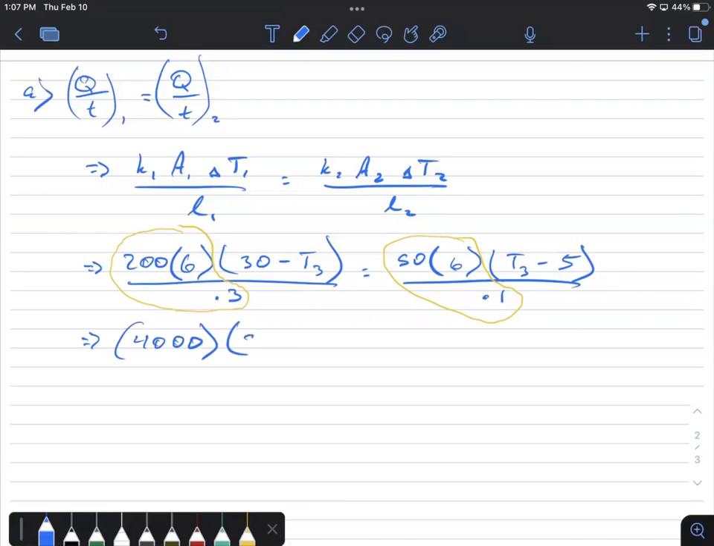The rest, 30 minus T3. So that looks a lot cleaner on the left side than it did before. Having the fraction, the denominator is ugly. But if you simplify the numbers, just calculate them out, it's just one number. That number is 200 times 6 divided by 0.3. Happens to be 4,000 here. Now the right side, 50 times 6, that's 300, divided by 0.1, that's 3,000. So 3,000 times T3 minus 5.